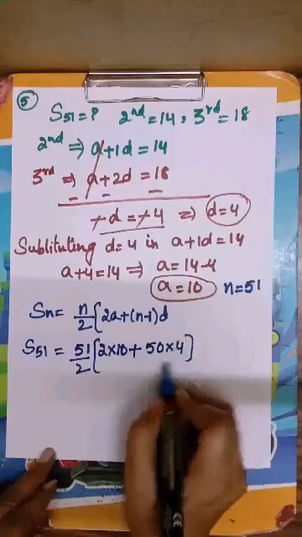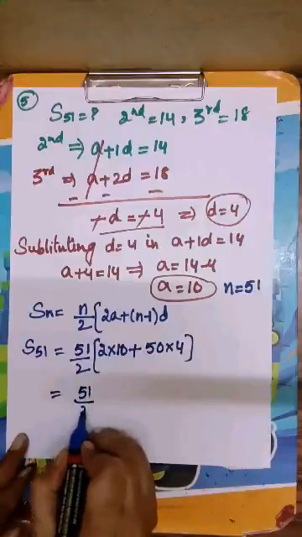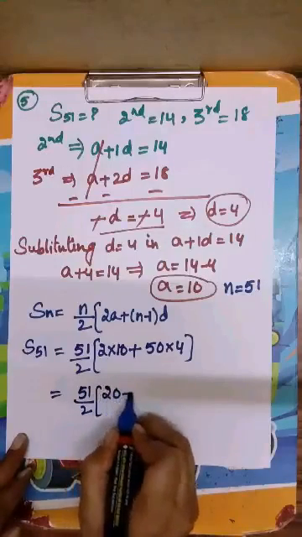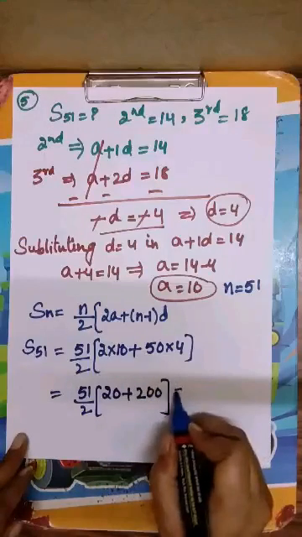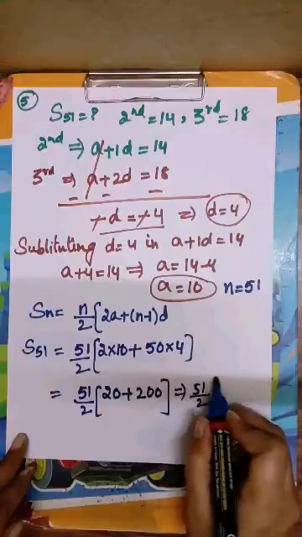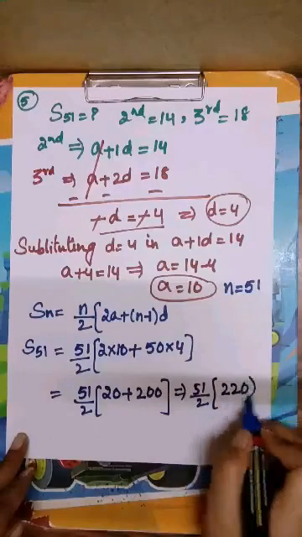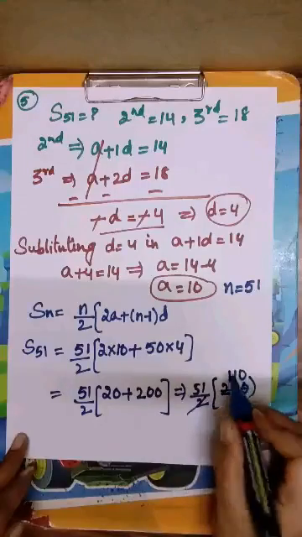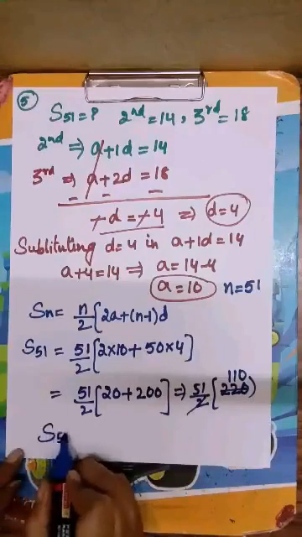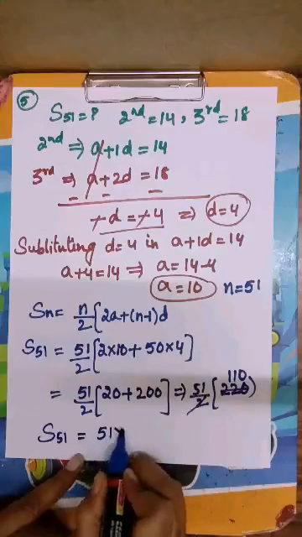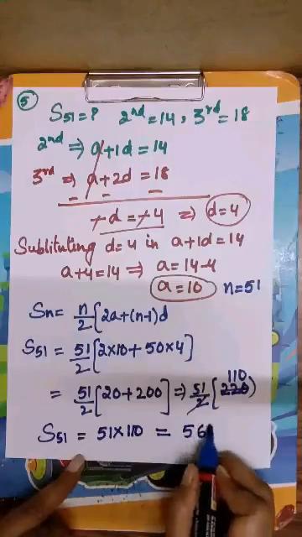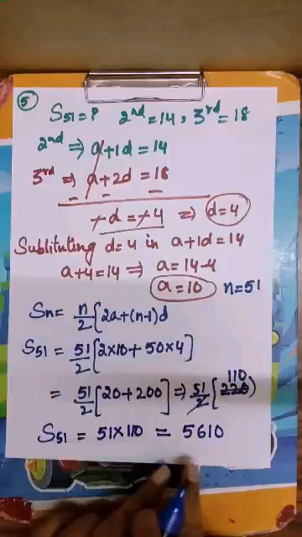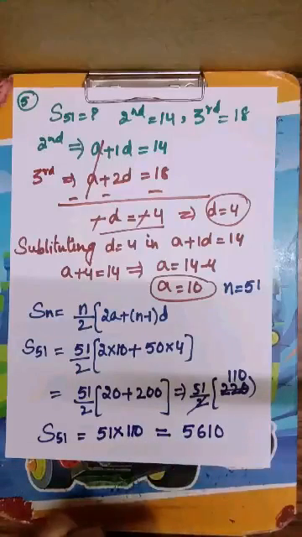Into 4. That is 51 by 2 into 10 2s are 20 plus 200. That is 51 by 2 into 220. 2 ones are 0. So S51 is equals to 51 into 110. When you multiply this, you will be getting the answer 5610. Therefore, S51 is equals to 5610. Now, next problem.